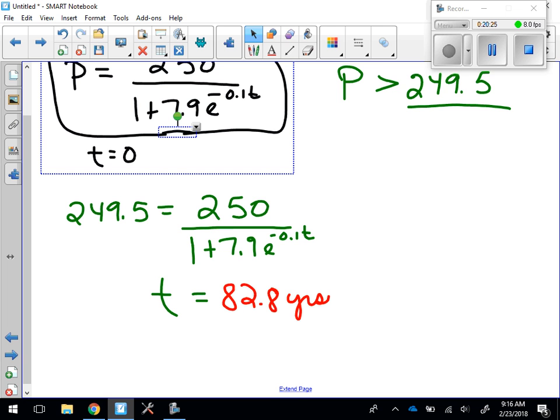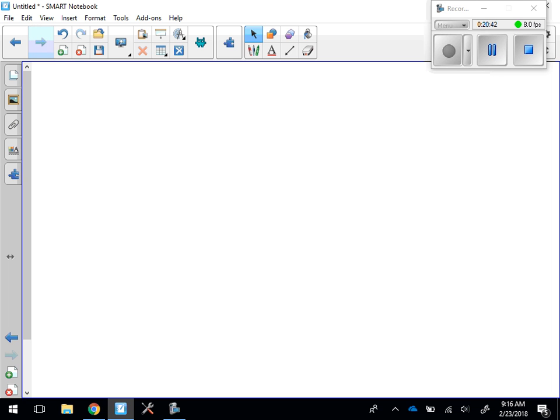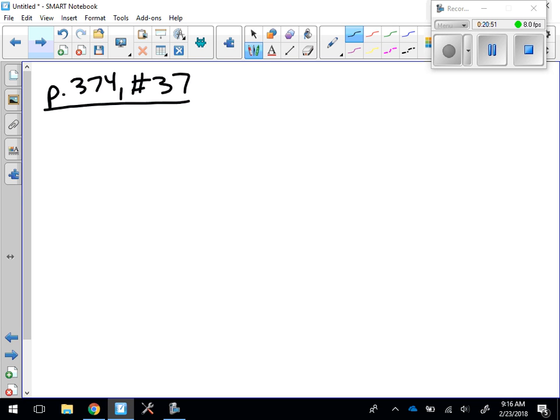Well, the last problem that I want to do is actually a journal problem, but it's one with a table. Everybody got what they need off of here? There wasn't really a lot. Did you guys get the right answer in the back? All right, so let's do page 374, number 37. If somebody would read that for us, please.